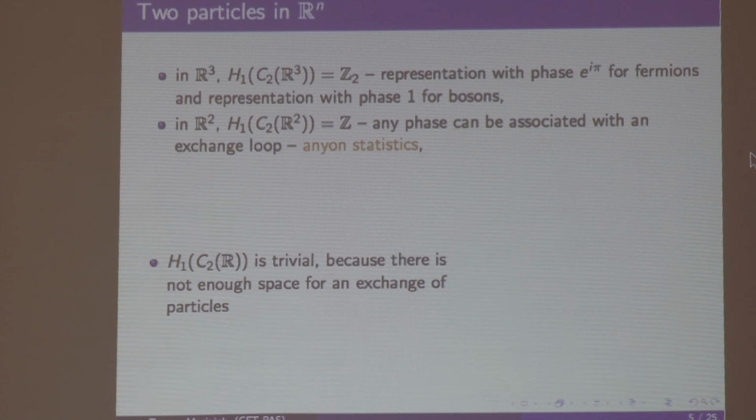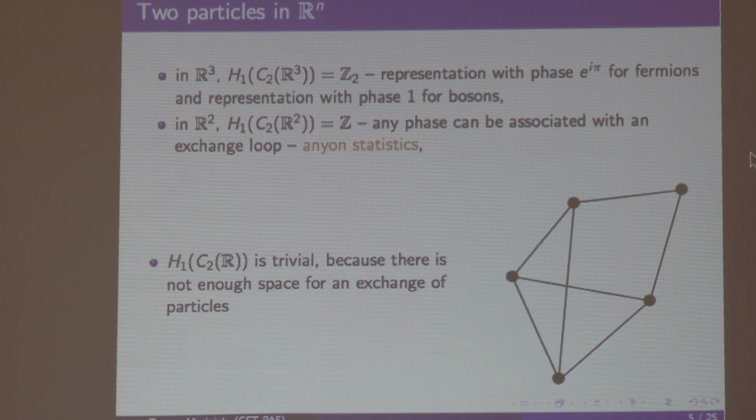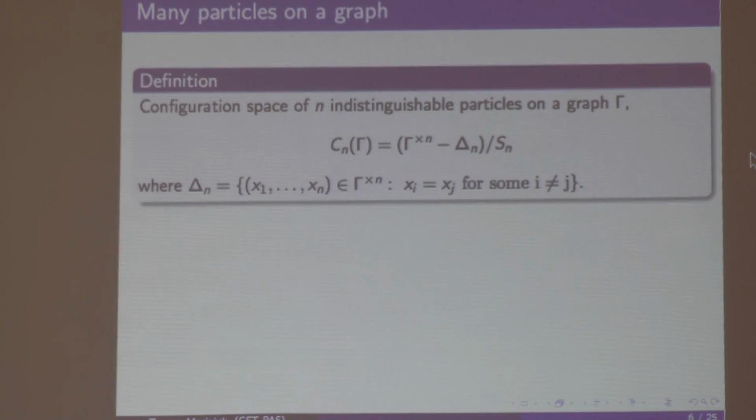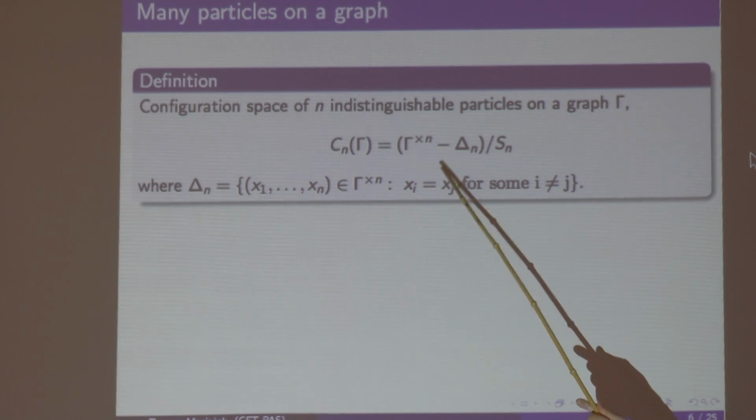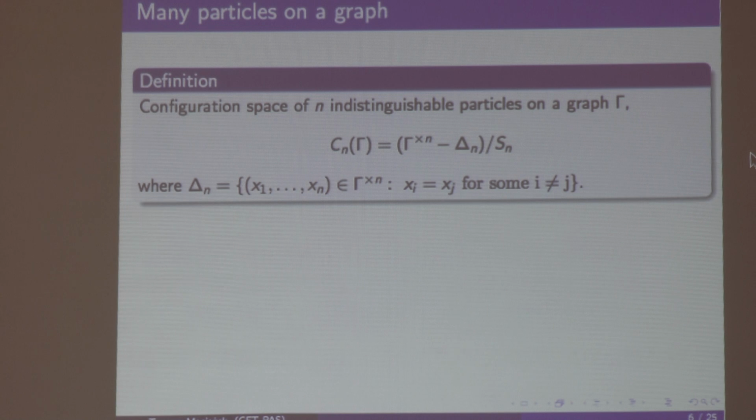So one way to go around this is to consider graphs. Because here, for example, we can have one particle here and then another traveling here, or we have junctions which allow a particle exchange. So for a graph, when you put many particles on a graph, then the configuration space is the n-fold Cartesian product of these graphs.